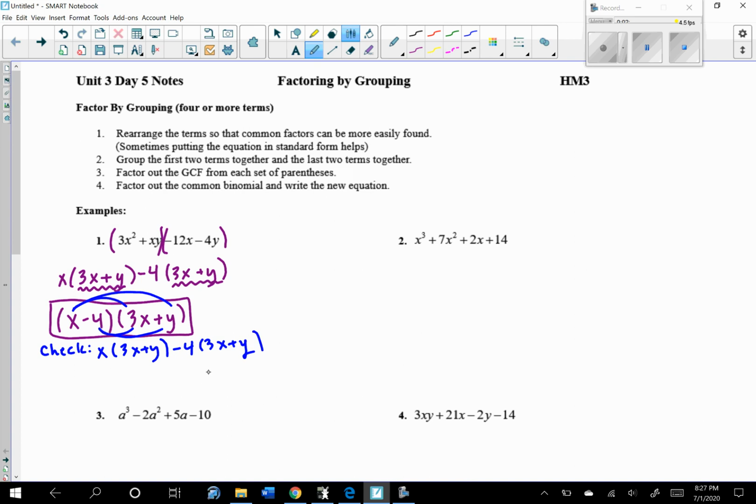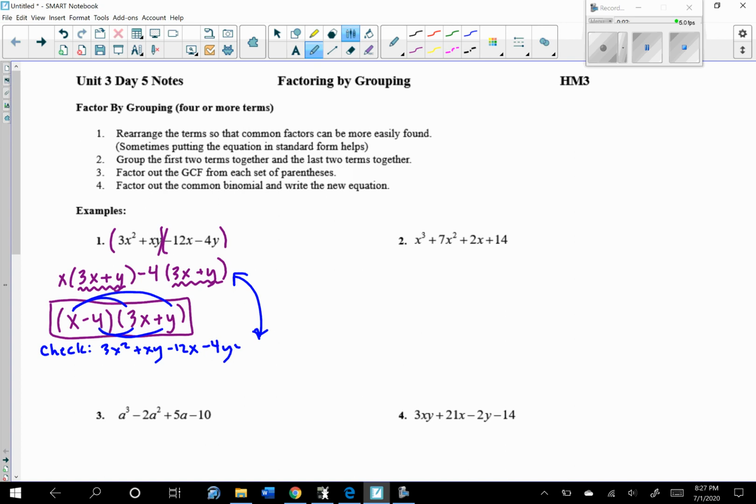So that's the same thing that we're doing when we're foiling, and notice it's the same step that we get right here. And so that's where that comes from. It's just that you're going the opposite direction from the FOIL and writing it out. So let's go ahead and actually write that all out. If I write it out, I get x times 3x, which is 3x squared, x times y, so plus xy. Negative 4 times 3x is minus 12x, and negative 4 times y is minus 4y.